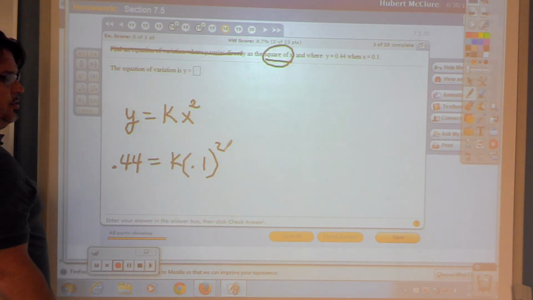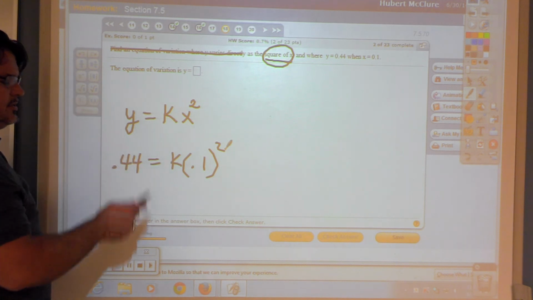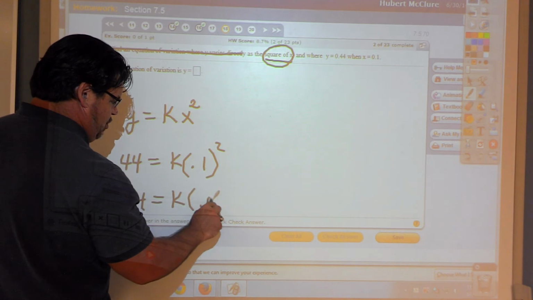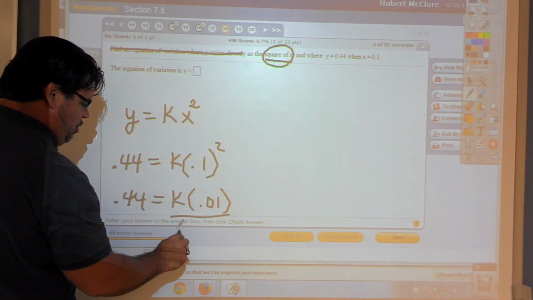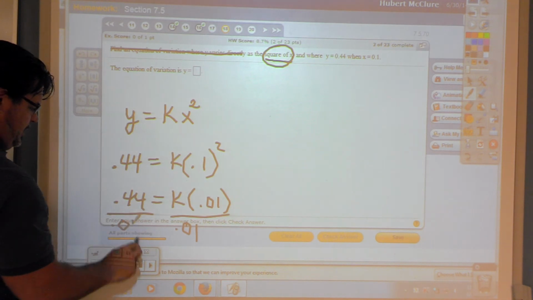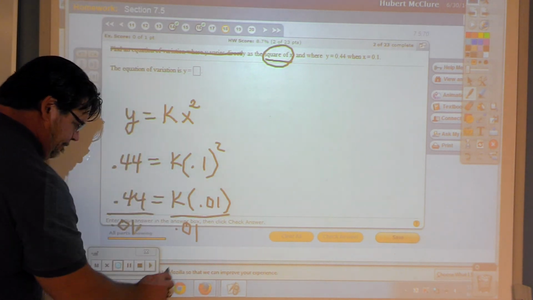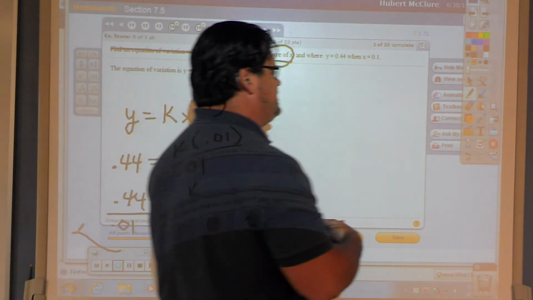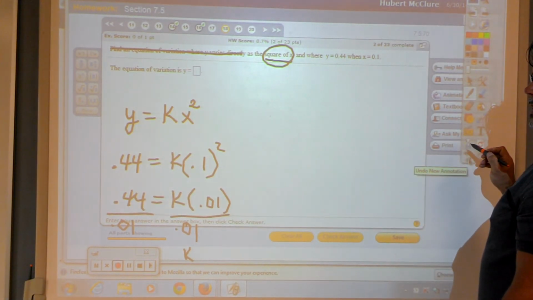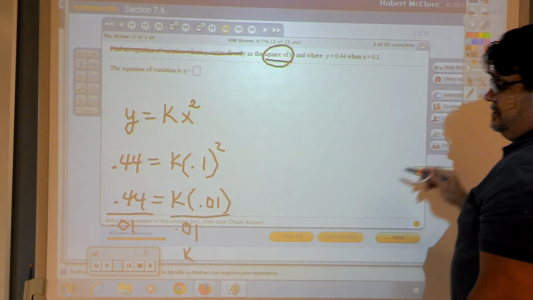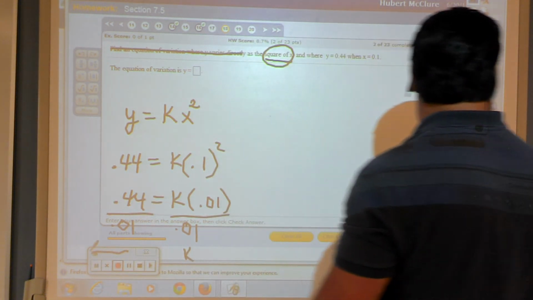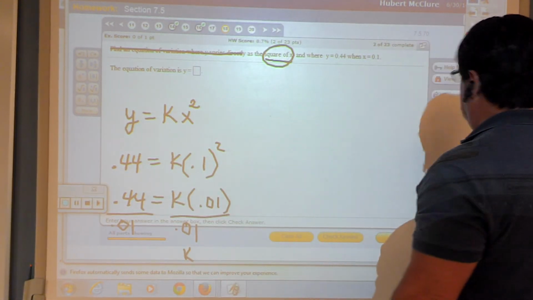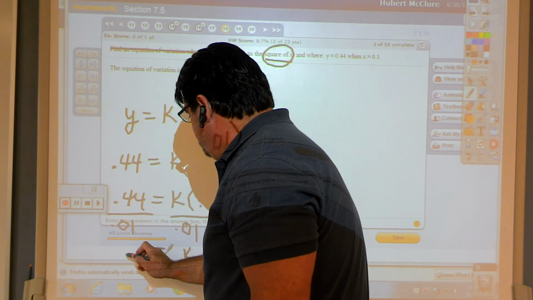0.1 squared is 0.01. Somebody help me out. I always get confused with decimal point squares. 0.01, yes. Okay. 0.44 is equal to k times 0.01. Divide by 0.01. It's going to be a big number. And k is equal to what? I got 44. Well, it's going to be big in relation to the decimals. K is equal to 44.